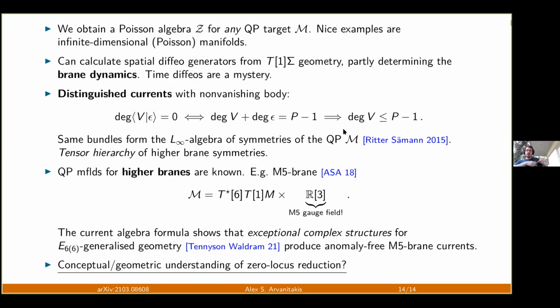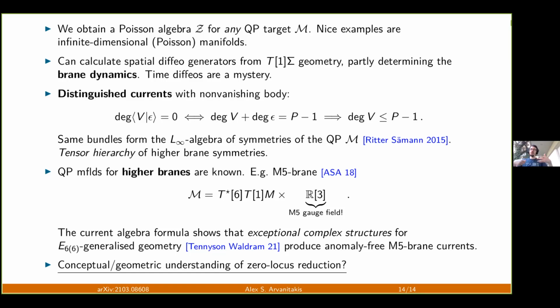And I'll underline again that the QP manifolds for most interesting higher branes are known. For example, for the M5 brane, I wrote it a few years ago. And you can check that the phase space you get is exactly the correct result, including, in fact, the subsector corresponding to the self-dual gauge field on the M5 brane in the Hamiltonian formalism. And if you use the current algebra formula, you get, for example, that exceptional complex structures in E6 generalized geometry, which were put forward very recently, produce anomaly-free M5 brane currents. So physically, these complex structures arise if you have a supersymmetric background, for example, which is a situation you often want to have in M theory.